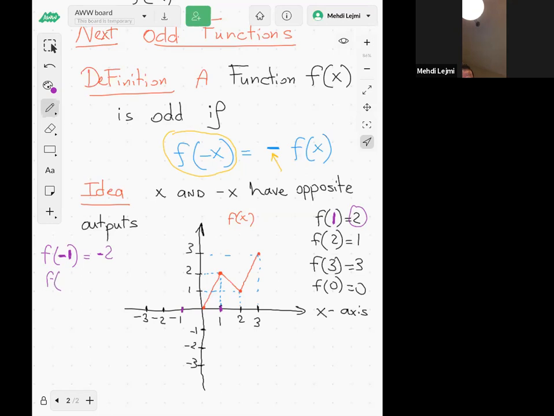For example, what will be f of -2 if my function f is odd? Well, f of 2 is 1. So then we are saying, again, x and minus x have the opposite image. So if x is 2, minus x would be -2, of course. So they have opposite images. So then f of -2 would be the opposite of 1, so that would be -1. Okay. F of -3 will be the opposite of the output of 3, which is 3. So that will be -3.